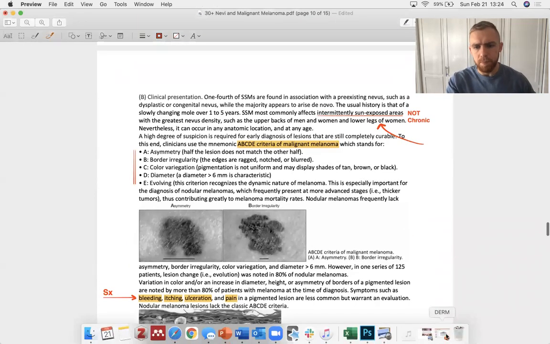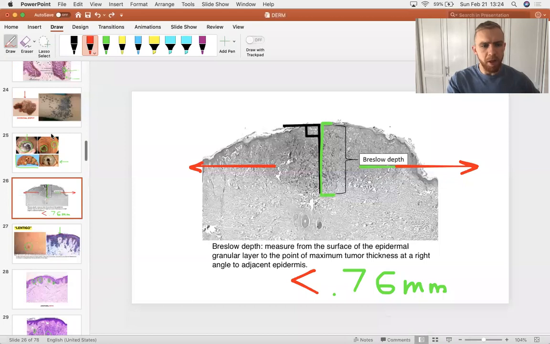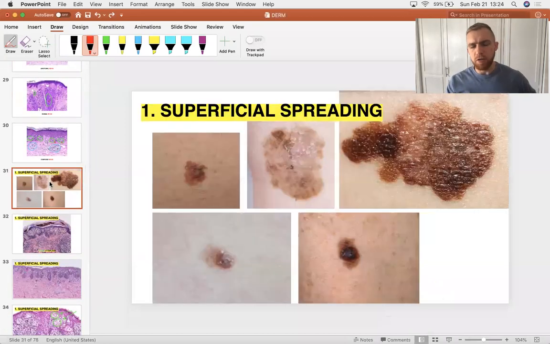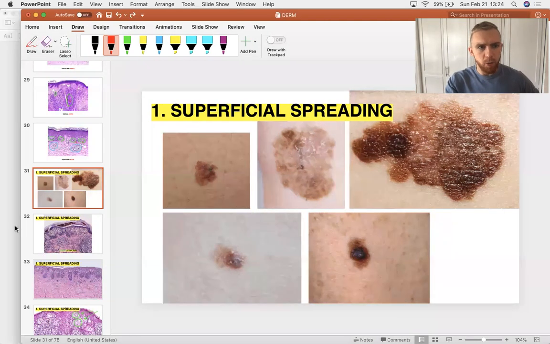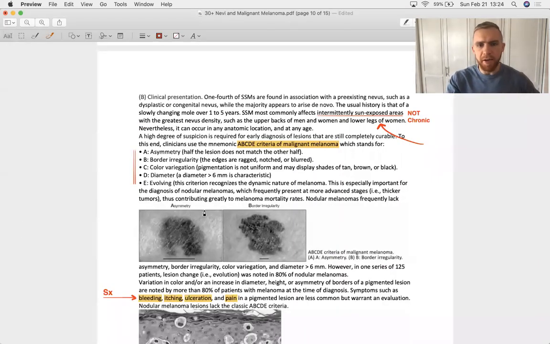What does the superficial spreading melanoma look like? Here are some typical examples. Notice the asymmetry, the poor margination on the border, and the dark coloration. We're running down the ABCDE of diagnosing malignant melanoma, which stands for asymmetry, border irregularity, color, diameter, and evolving. The diameter has to be greater than 6 millimeters, and it's also got to be changing over time.